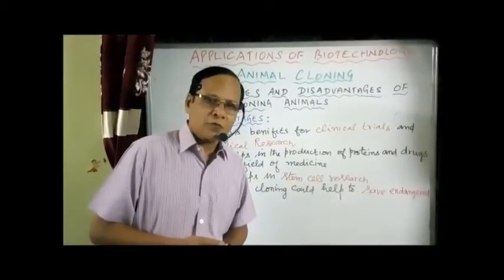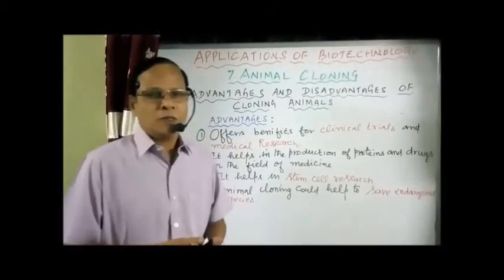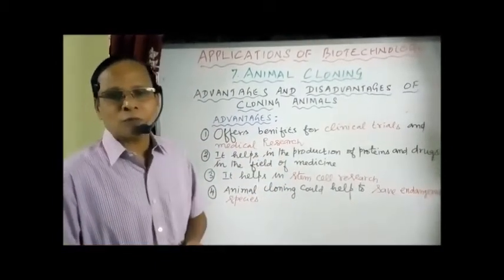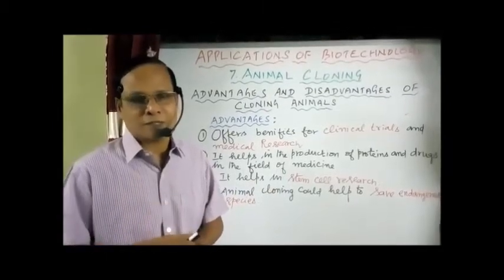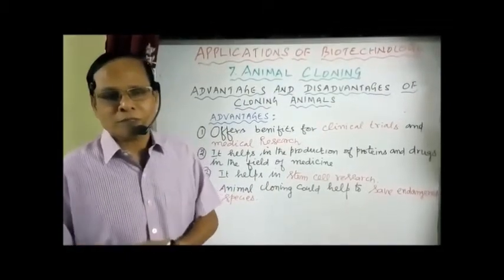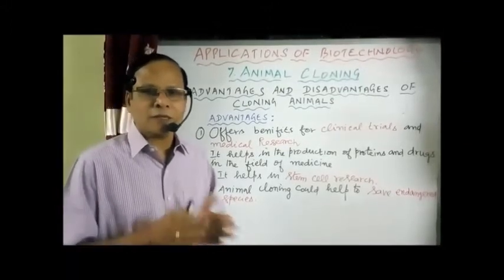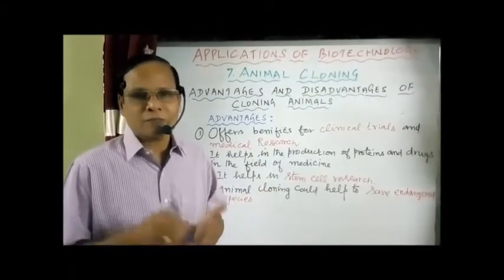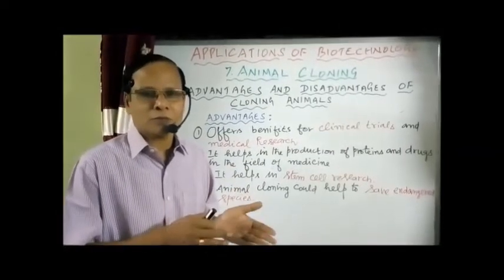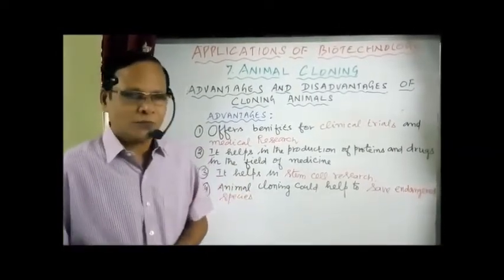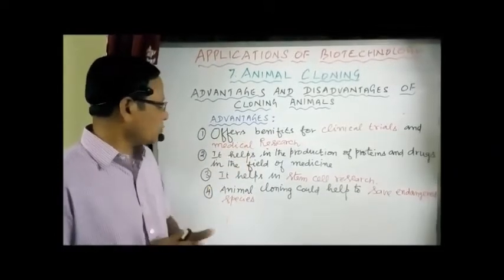How are they used in the medical field? Cloned animals are used for the production of proteins and drugs. They help in the production of proteins and drugs in the field of medicine. In that aspect they act as bioreactors, where a medicine, a drug, or a therapeutic protein is produced nowadays. So that is the second function.